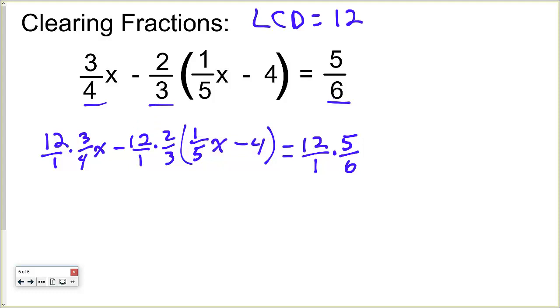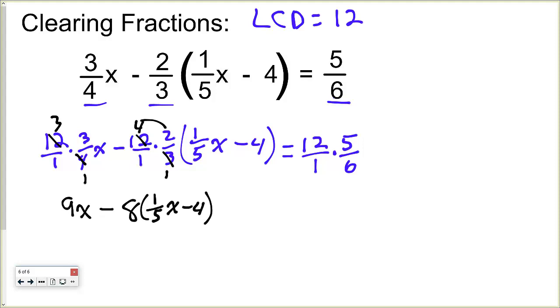Let's simplify what's on the outside. So the 4 reduces to a 1 and a 3, and I end up with 9x. Bring down my minus sign. The 3 and the 12 reduce to 1 and 4. That leaves us with 8. I still have the 1/5 x and the minus 4 on the inside equals. And on the right hand side we have the 6 reducing to a 1 and the 12 reducing to a 2. 2 times 5 will give me 10.